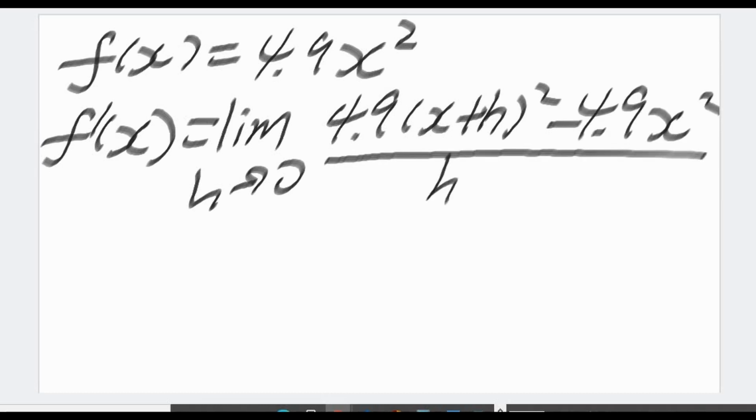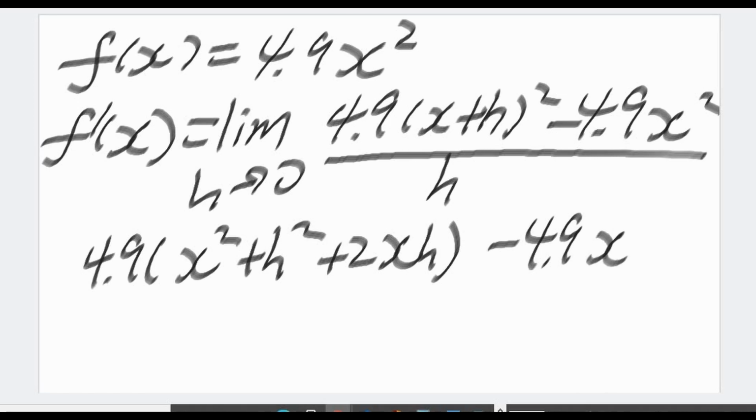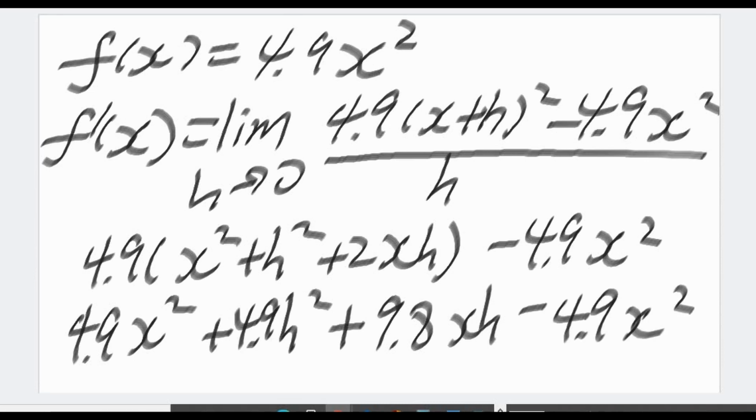Now, let's focus on the numerator. Expand the square in the numerator. We have 4.9 bracket x squared plus h squared plus 2xh. I hope we can all do this. And expand this a bit more, we're going to have 4.9x squared plus 4.9h squared plus 4.9 times 2, which is 9.8, x times h, minus 4.9x squared. And of course, the quadratic terms cancel each other out.